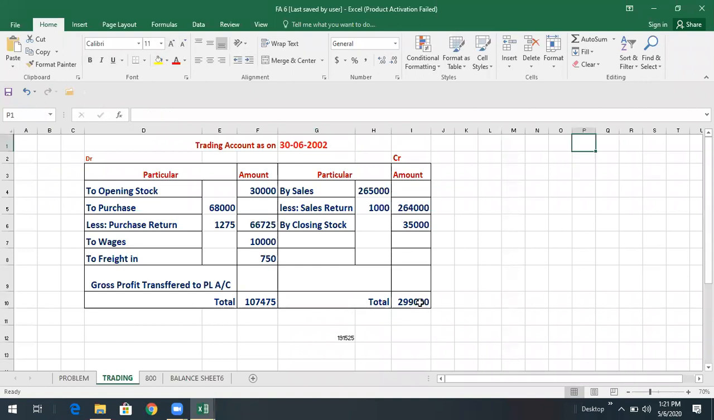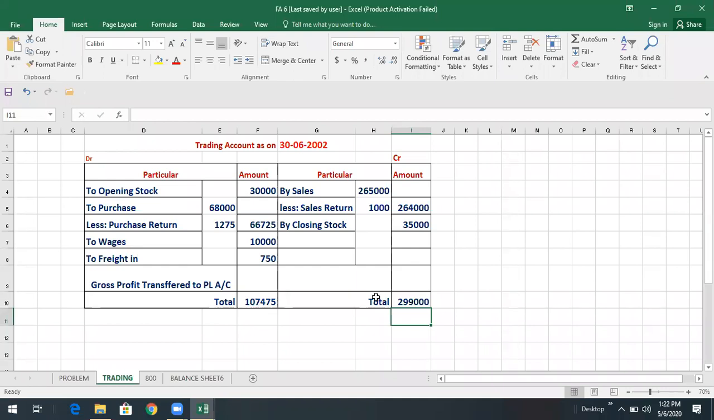Okay, now this side total is 2,99,000 rupees, and this side total is 30,000 plus 66,725 plus 10,000 plus 750 rupees. That gives 1,07,475 rupees. Now, on which side do we have the larger amount, the debit side or the credit side? Credit side total is 2,99,000 rupees, debit side is 1,07,475 rupees, which means we have more credit value than debit value.